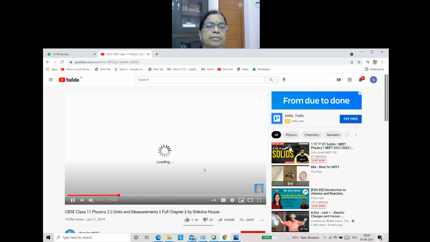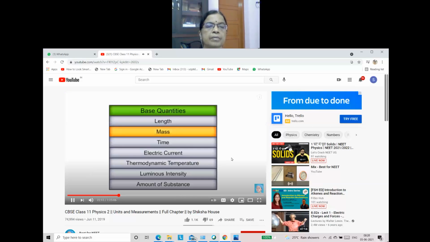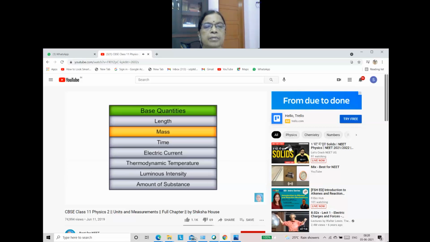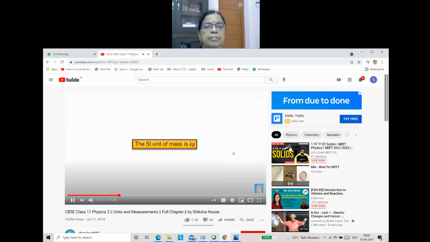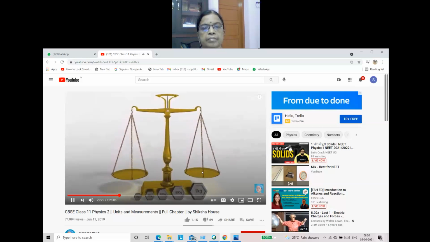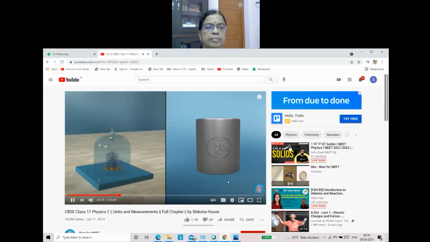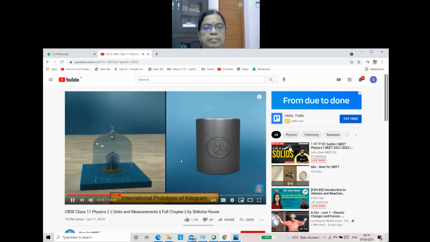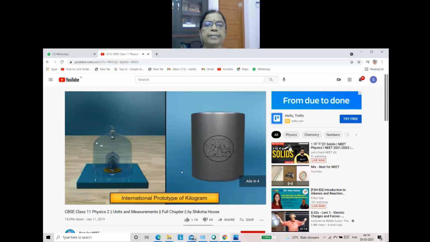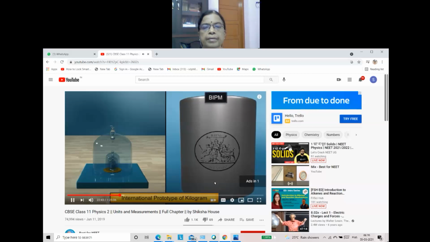Next, measurement of mass. Mass is the basic property of matter and a fundamental unit of measurement, since its measurement does not depend on any other physical quantity. The SI unit of mass is kilogram, denoted by small letters kg. We observe the standard kilogram weight used by different shopkeepers. But the prototype of the standard kilogram is supplied by the International Bureau of Weights and Measures, BIPM.